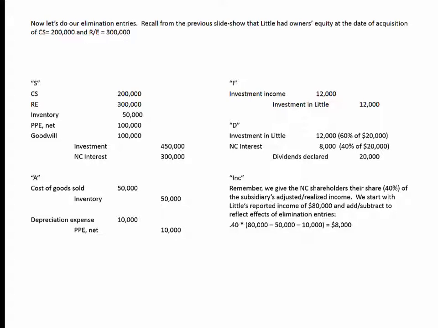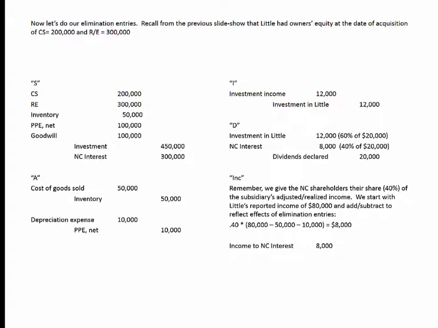We have $80,000 as our reported earnings. We put a $50,000 debit to cost of goods sold. That reduces our income by $50,000. And then we have a $10,000 debit to depreciation expense. That reduces our income by another $10,000. So the adjusted/realized earnings, $80,000 minus $50,000 minus $10,000, is $20,000. And the non-controlling shareholders get 40% of that, or $8,000.